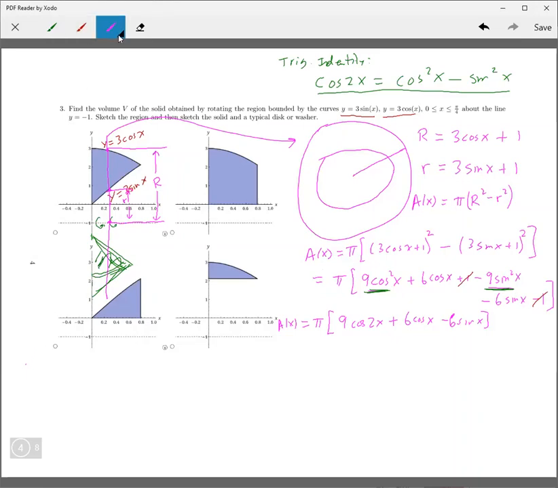So the volume, it's best to integrate this way. So these intersect when x is pi over 4. So you integrate from, that's what our b is going to be. Our a is going to be 0, so we're going to integrate from 0 to pi over 4. And we're going to integrate all this. I'll pull the pi all the way out, and so we have 9 cosine 2x plus 6 cosine x minus 6 sine x.